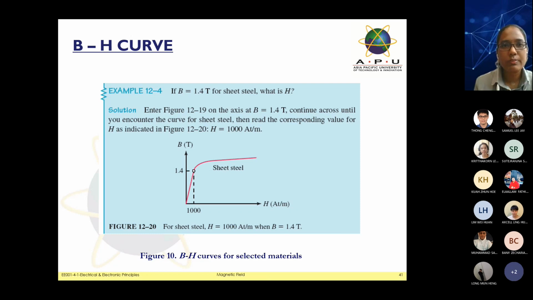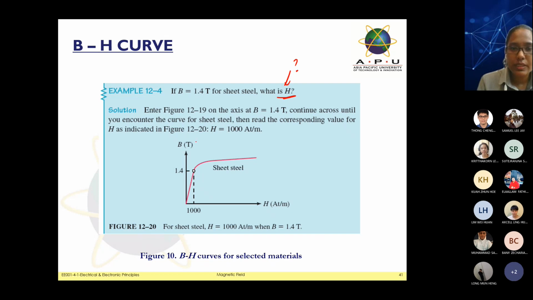So have a look at this part here. This one we have B equal to 1.70, based on the sheet steel layer, based on the H. They ask what's the value of the H here. They let you know based on the figure, this figure right now, that B equals 1.40, and continue across until you encounter the curve of the sheet steel material here, and read the corresponding value of the H. So we need to know the value of the H based on the figure they gave you.